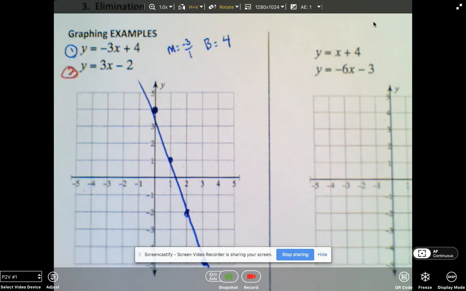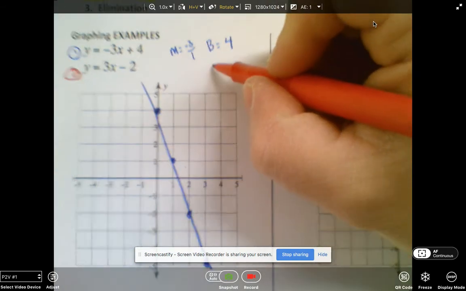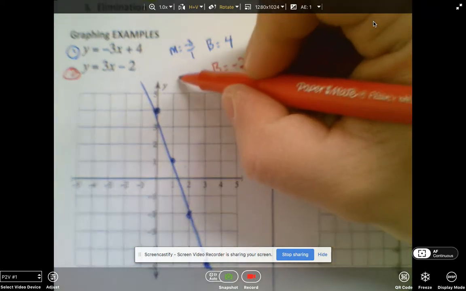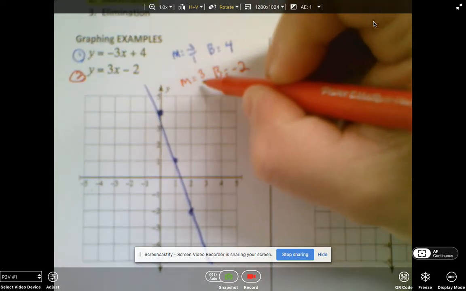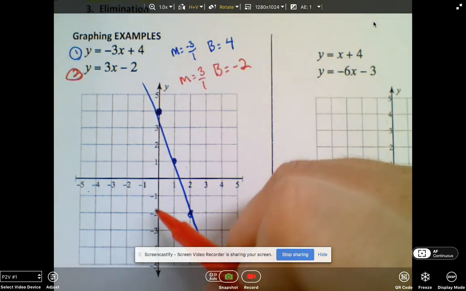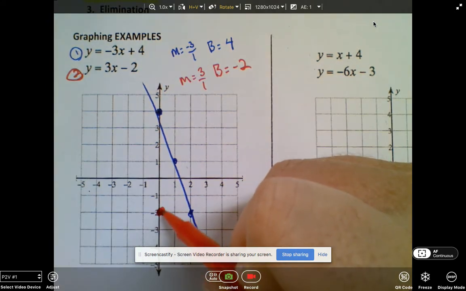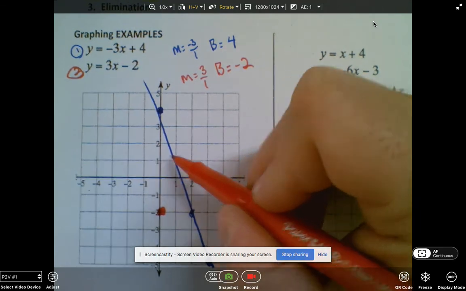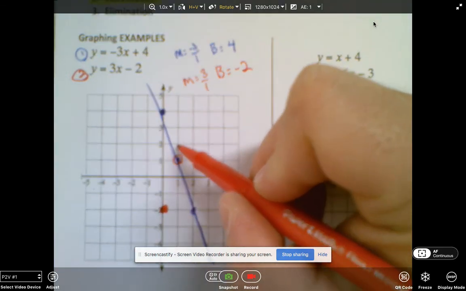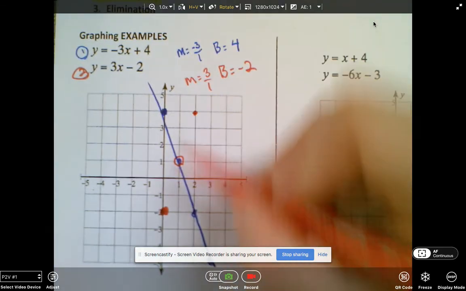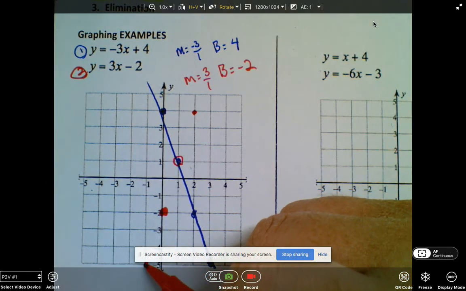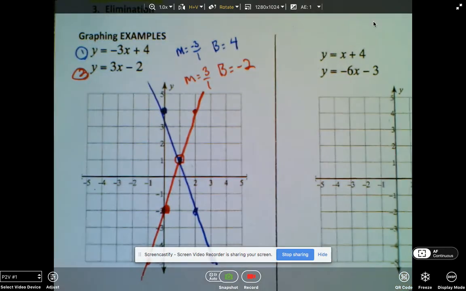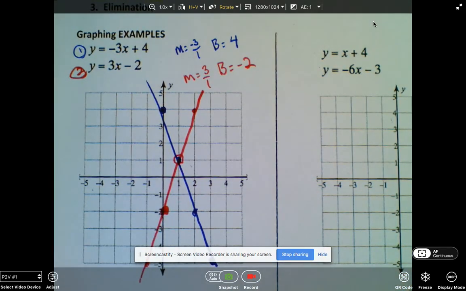Now the second one I'll do in red. Can someone tell me what's my starting point, my y-intercept? -2. And my slope? +3/1. So I'll start here at -2. And how do I move with this slope? Up 3, right 1. Up 3, right 1. You can go down 3, left 1. Connect the dots. You can see here there's a solution.